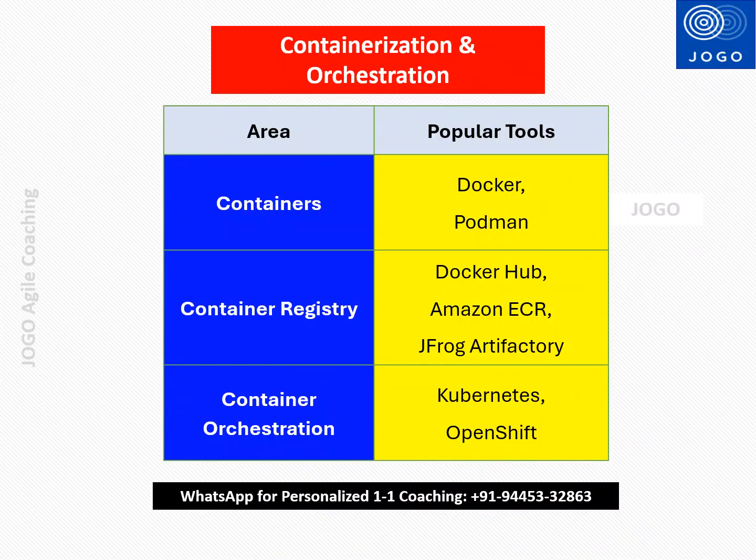Another phase followed in the DevOps lifecycle is containerization and orchestration. Here we will create containers, use a container registry, and have container orchestration. The popular tools used in these areas are Docker, Podman, Docker Hub, Amazon ECR, JFrog Artifactory, Kubernetes, and OpenShift. These are all tools owned and used by the DevOps engineers team, the experts who manage the entire DevOps pipeline. Hope this is helpful to you.